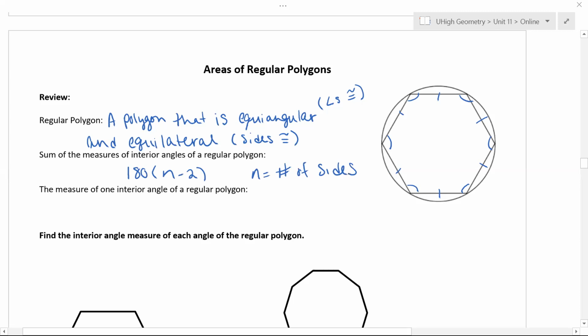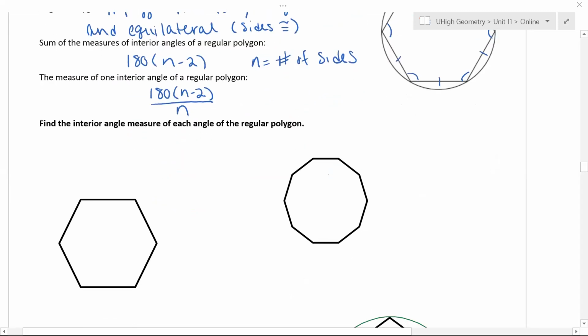Now, if I wanted to find just the measure of one of those interior angles, rather than the sum of the interior angles, I would take that equation from above and divide by the number of angles that I have. So to find the measure of one interior angle of a regular polygon, I do the sum of the interior angles divided by the number of angles. Let's put that to the test with 2 quick examples of the interior angle measure of each angle of these 2 regular polygons.